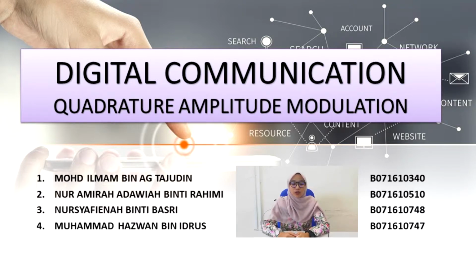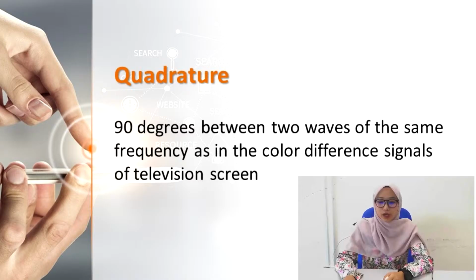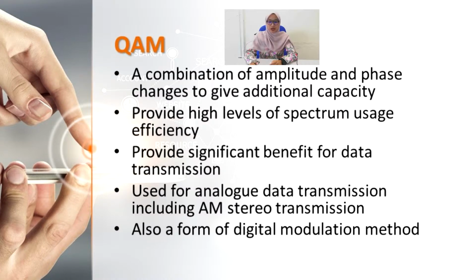So my group will present about quadrature in amplitude modulation. Quadrature means 90 degrees between two waves of the same frequency, as in the color difference signal of television screen. QAM means a combination of amplitude and phase changes to give additional capacity.